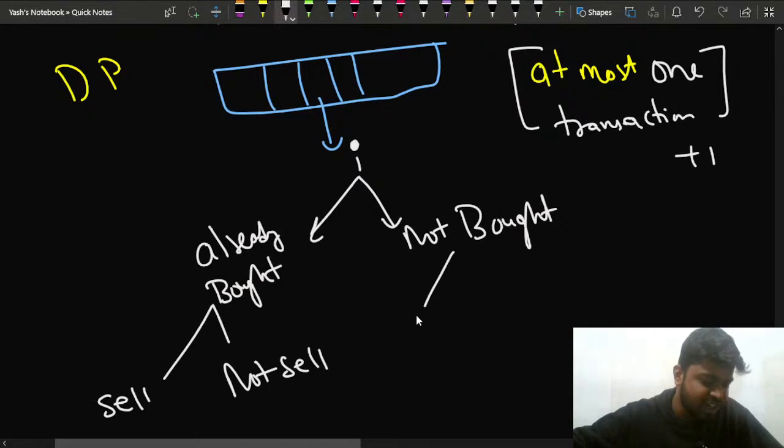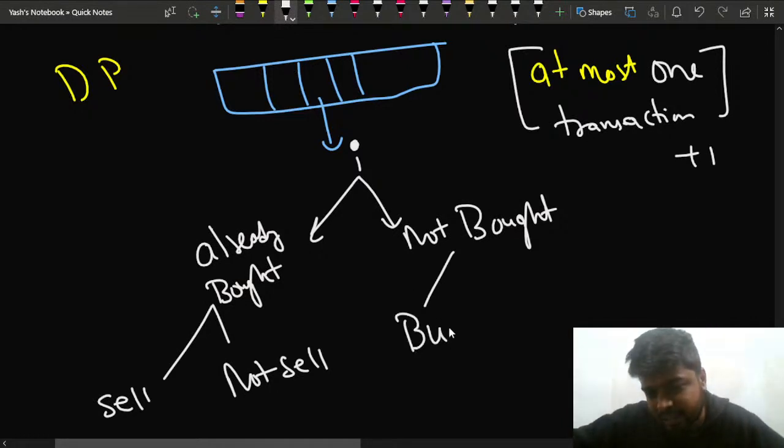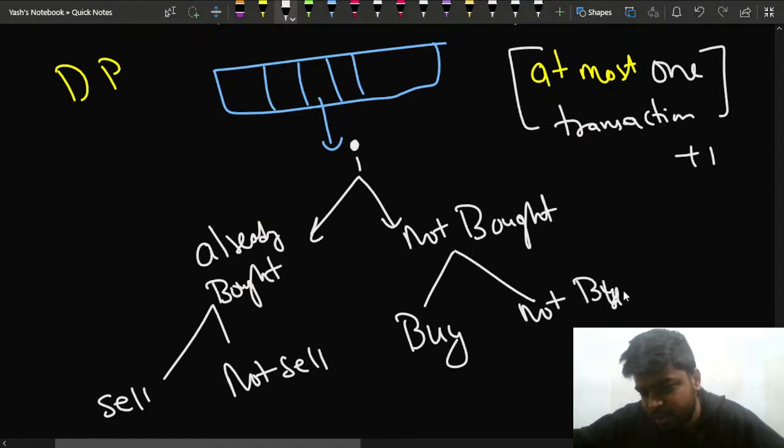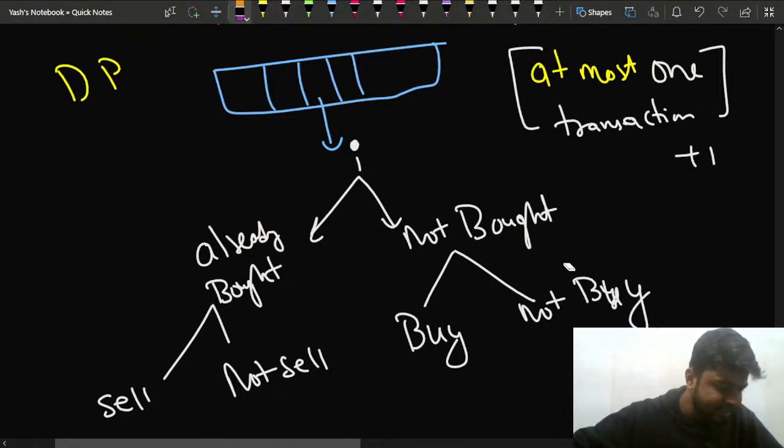Please give me a +1 in the chat if this much part is clear, because only then I'll be able to proceed further. Either I'll buy it or I'll not buy it. These could be the situations with me. Is this much part clear? Aryan is saying clear. What about others?